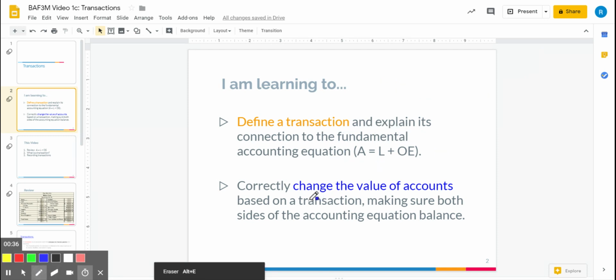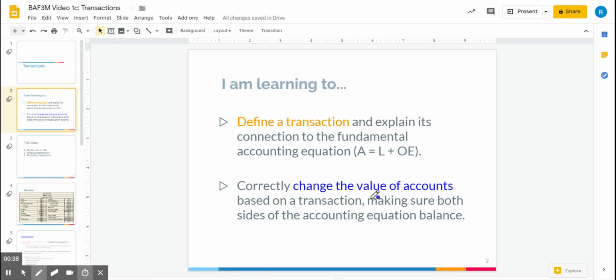And number two, in this video, you're going to correctly change the value of accounts. You're going to tell me which accounts need to change and by how much, just based on a simple transaction, like a single sentence that you're told about something that happened to a business. For example, if we are a hair salon and a customer gives us $30 for a haircut, you're going to be able to tell me which accounts, at least two of them, change and by how much when a customer gives us $30 for a haircut.